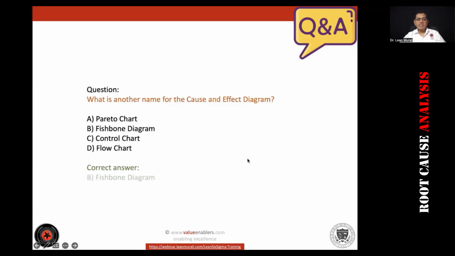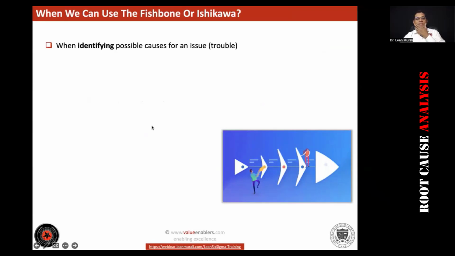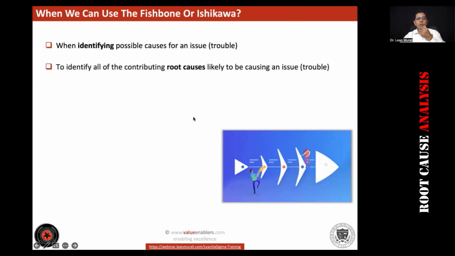Fishbone is the right answer. Congratulations, and chocolates and burgers and pizzas and sweets to all of you who have typed. When identifying the possible causes for the issues, to identify the contributing root causes, we can use this.